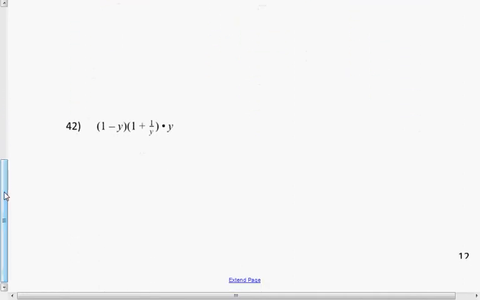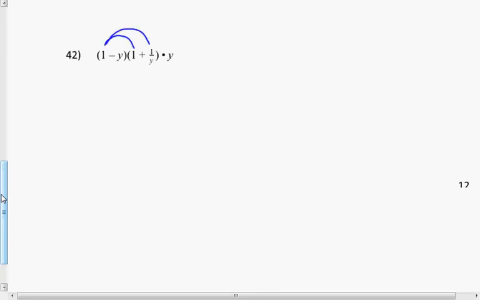For number 42, you could do this in a different order, but I'm just going to go ahead and stick with doing the FOIL multiplying first. So the product of those 2 binomials is 1 plus 1 over y minus y minus y over y. And then we still have a times y to multiply by afterwards.